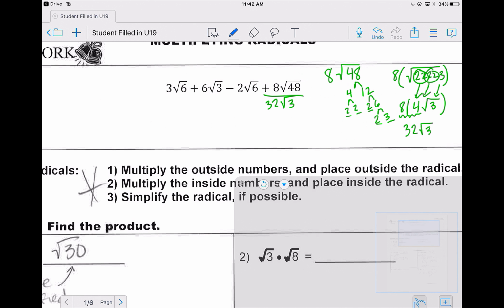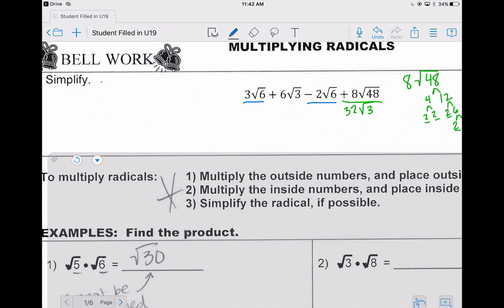So remember, when we combine, we add or subtract our like terms. So square roots of 6, square roots of 6. I have 3 minus 2 square roots of 6. So 3 minus 2 is 1 square root of 6. And then square roots of 3, I have 6 square roots of 3 and 32 square roots of 3. So 6 plus 32 is 38 square roots of 3.